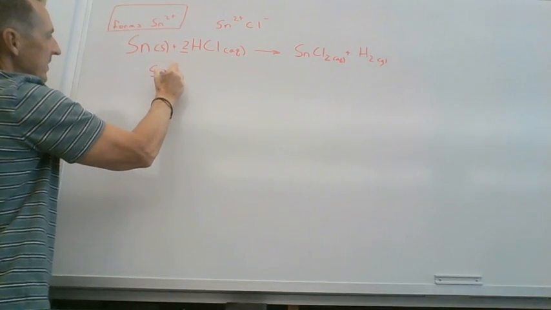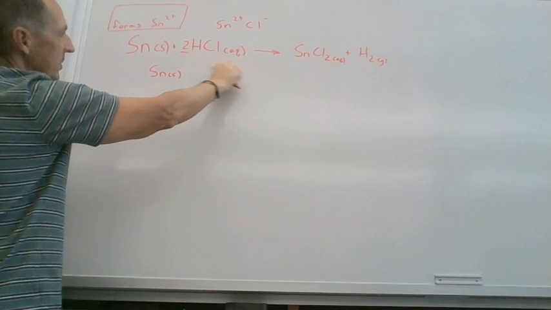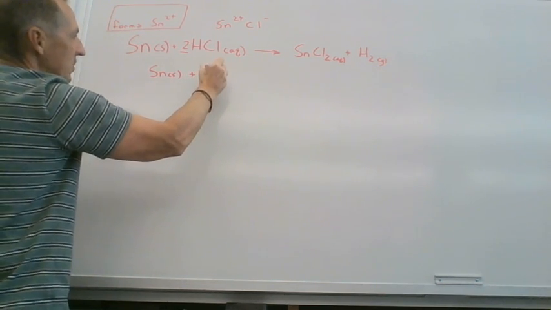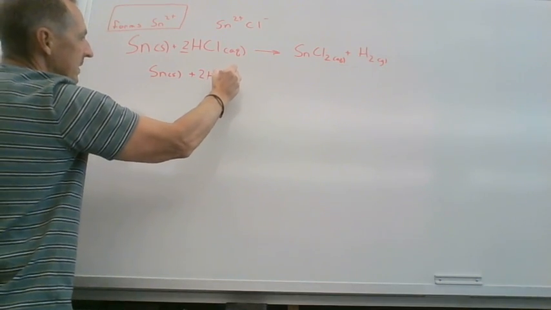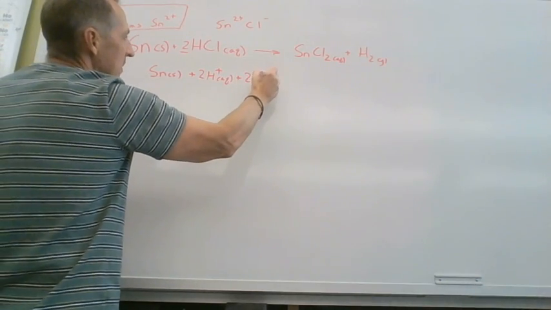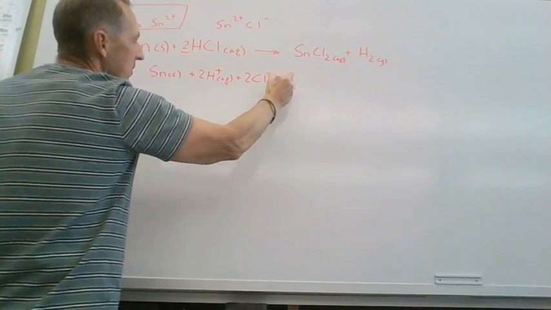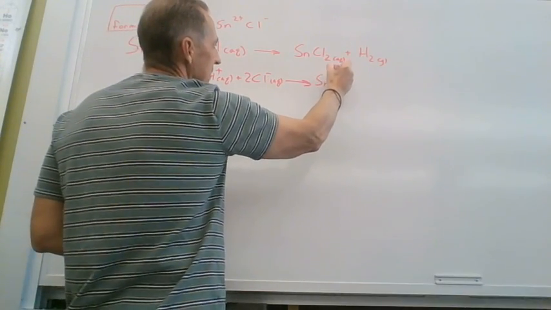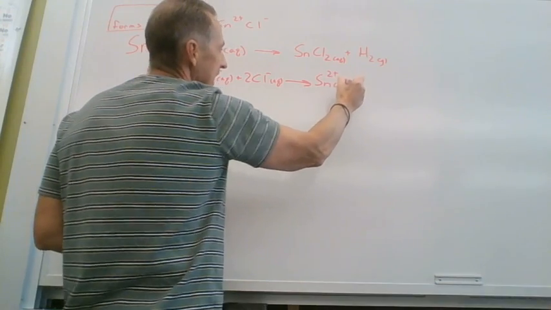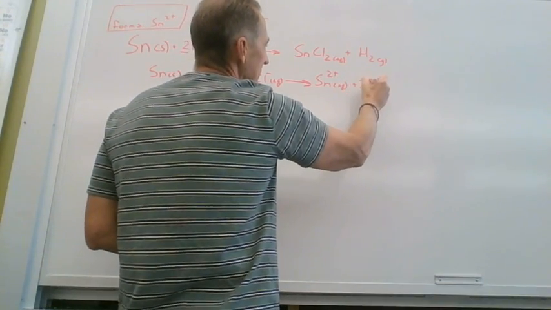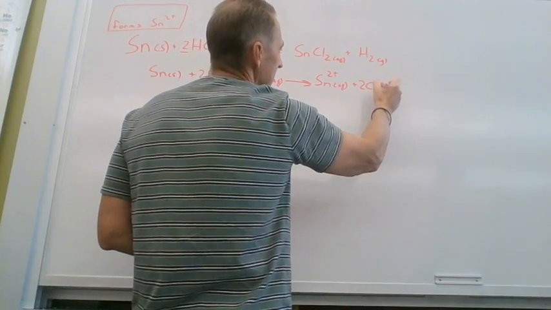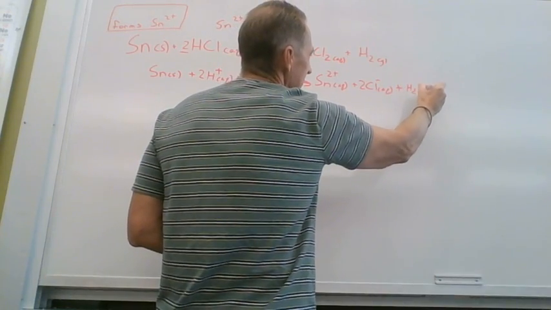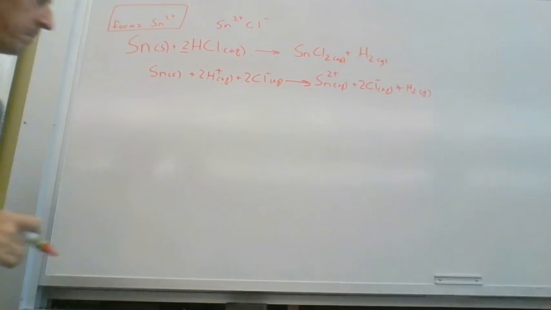So tin is a solid, it doesn't break into ions, but if we have something that's aqueous, it's actually breaking into ions. So we have 2 H pluses that are aqueous, and we have 2 chloride ions that are also aqueous. Our products end up being this tin with a 2+ oxidation state, plus 2 Cl minuses, they're aqueous. And then we have H2 gas, which doesn't dissociate.